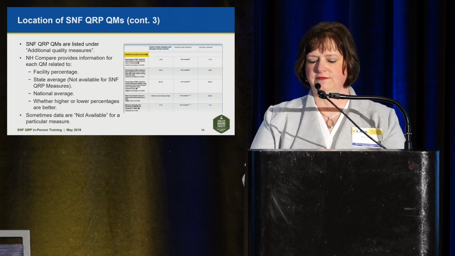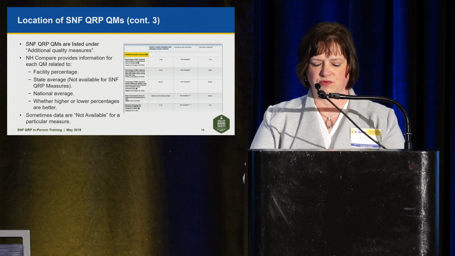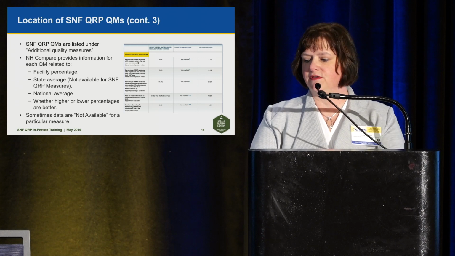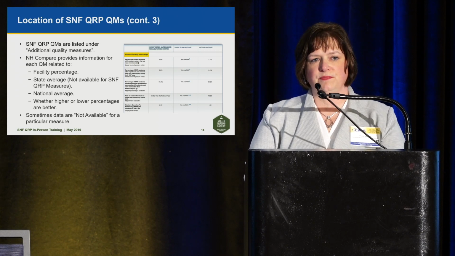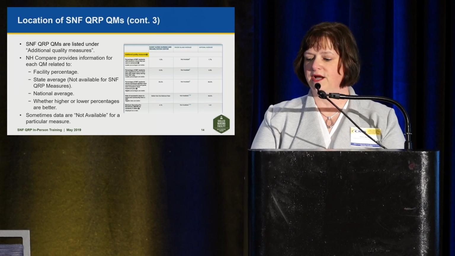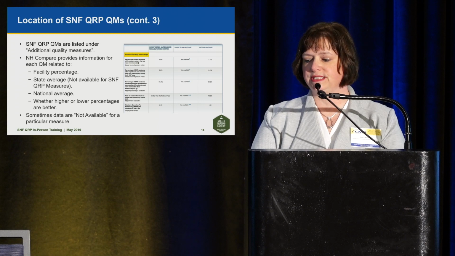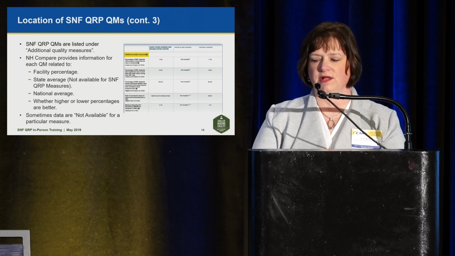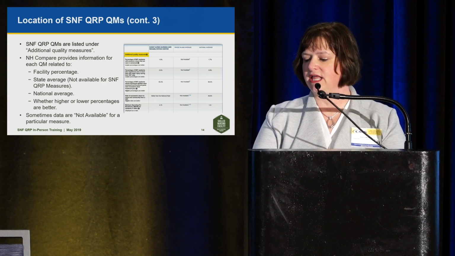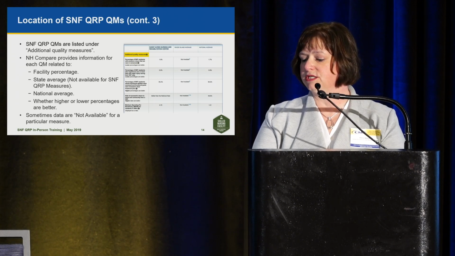Public reporting of the SNF QRP measures on Nursing Home Compare began in the fall of 2018. The SNF QRP QMs are listed in the section called Additional Quality Measures. The measure results that are displayed on Nursing Home Compare include the facility percentage. For many of the measures, the state average is displayed. However, the state average is not applicable to the SNF QRP quality measures. The national average is displayed, and words that indicate whether a higher or lower percentage is better.